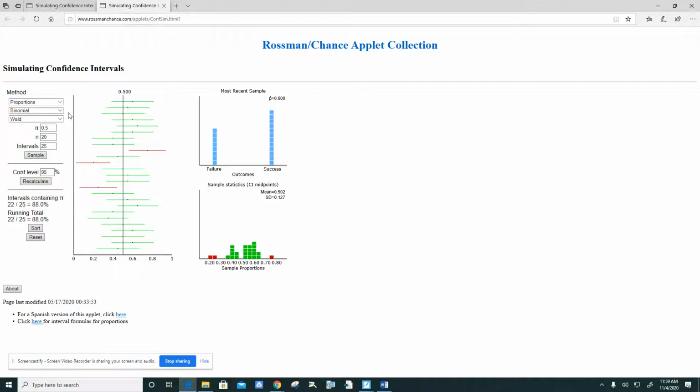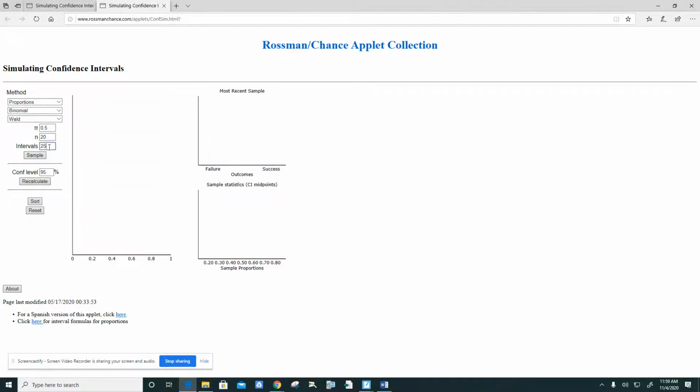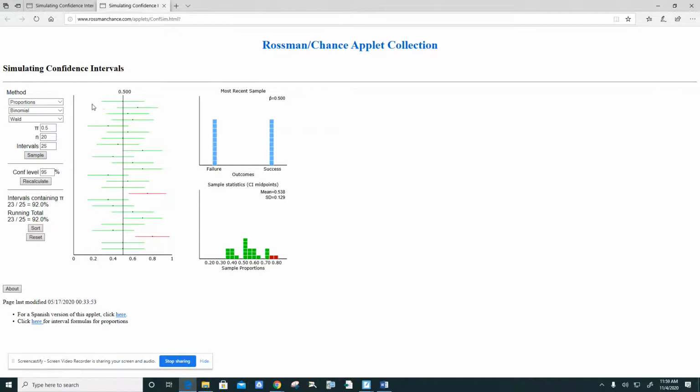All right, so here we have this set up. I've got a sample size of 20. I'm taking 25 samples, and I've got this set at a 95% confidence interval. Okay, so here we can see the length of these green segments. Of course, the red ones are the ones that missed capturing the true population proportion I have this set up as. Okay, those are 95% confidence intervals. I'm going to swap this out now for 99% confidence intervals.